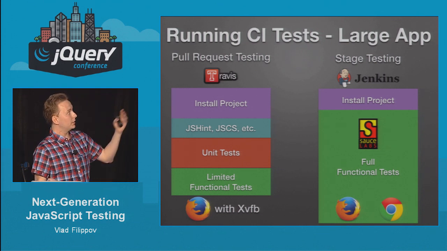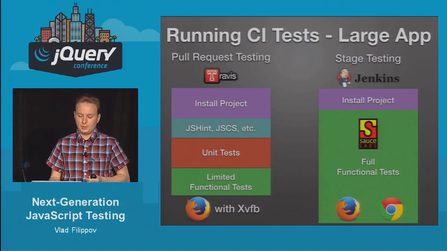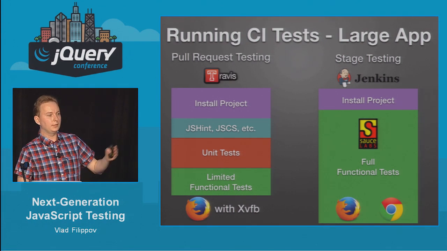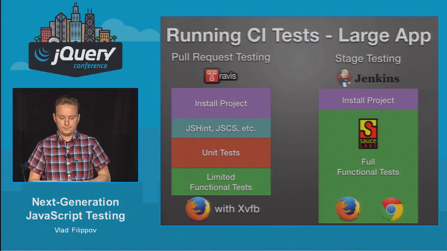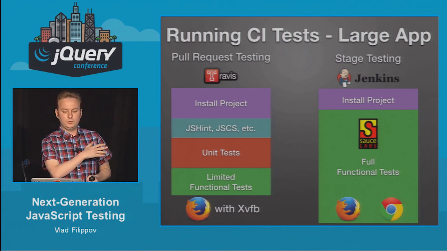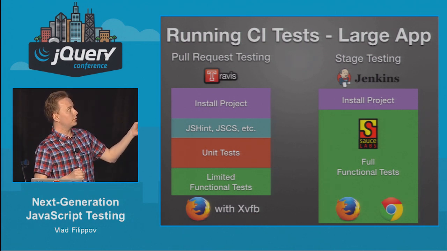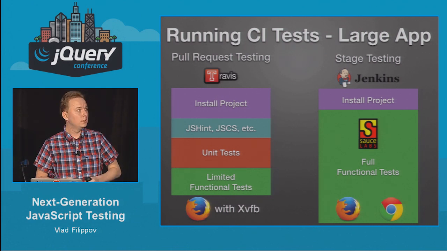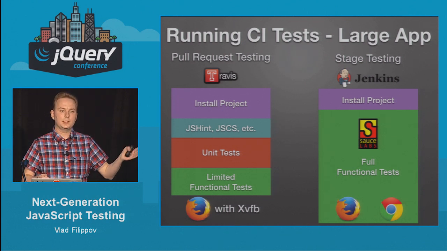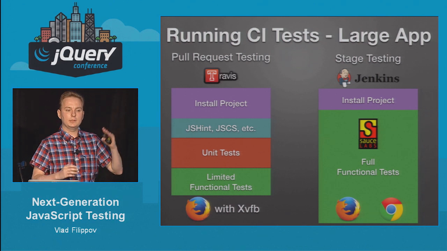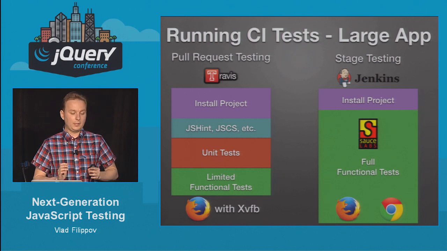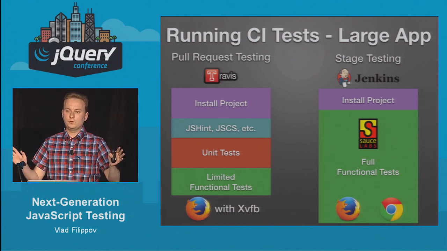For large applications such as the content server, we have to be more intelligent. We have a growing number of full functional tests, and those take a while to run, especially if you open up external tunnels and do all this stuff. So what we do is we have two CI environments. We have Travis that runs for pull requests and commits, that installs our project, runs JSHint, runs JSCS for style checking, runs the unit tests, and then runs a limited set of functional tests in a real browser, Firefox, in an environment called XVFB, which is like a virtual video driver on Travis.